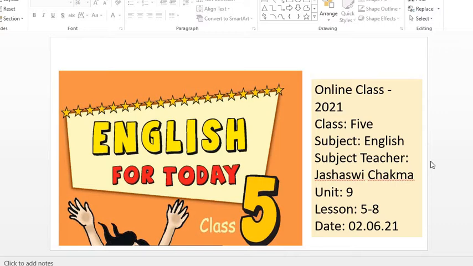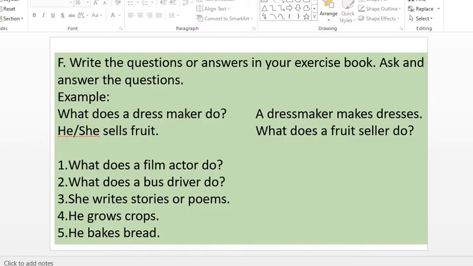Okay, now turn to page 36. The activity F. Write the questions or answers in your exercise book. Ask and answer the question.